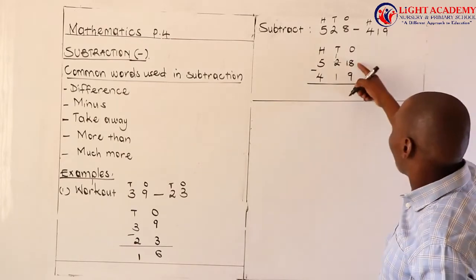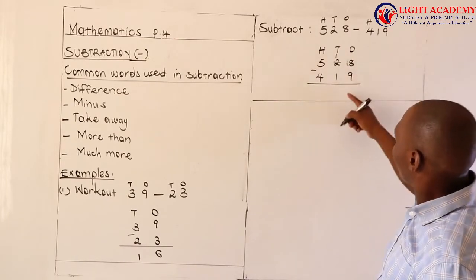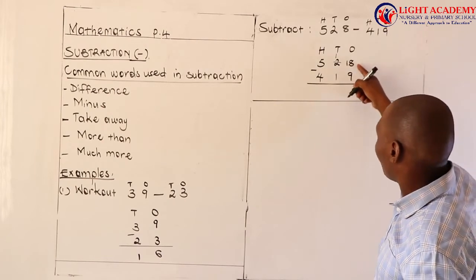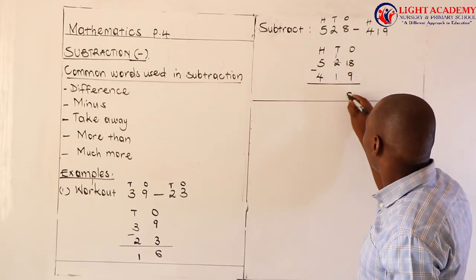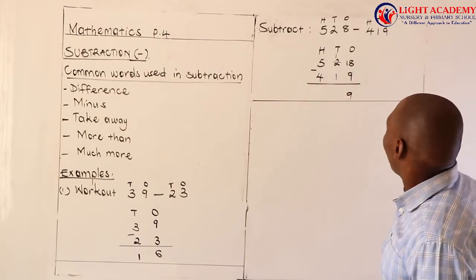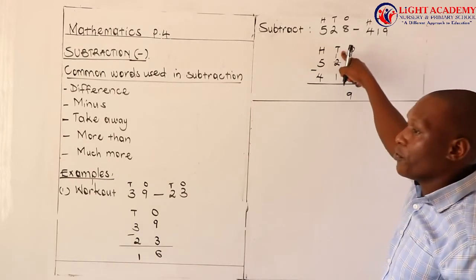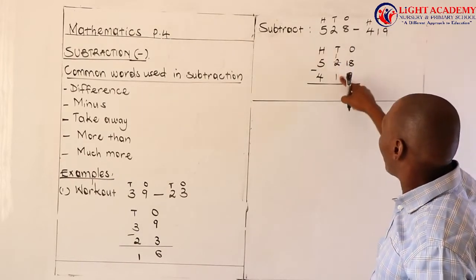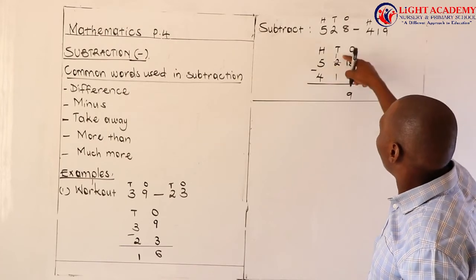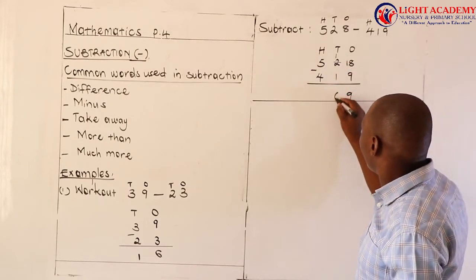So I've made it now 18. Therefore, when I subtract 9 from 18, the answer I get is 9. Then I go to the tens place value. I'm left with 1, take away 1. When I subtract 1 from 1, the result is 0.